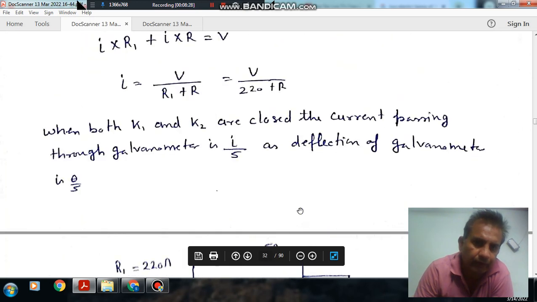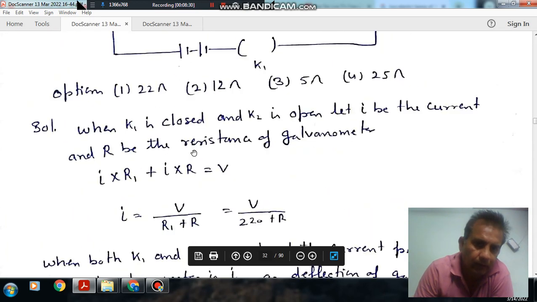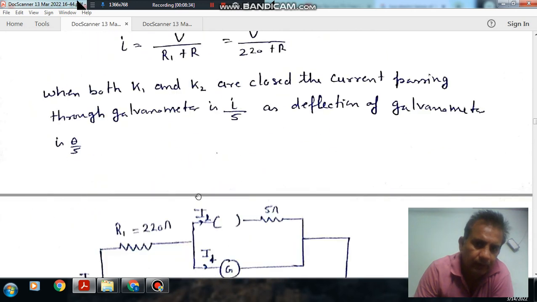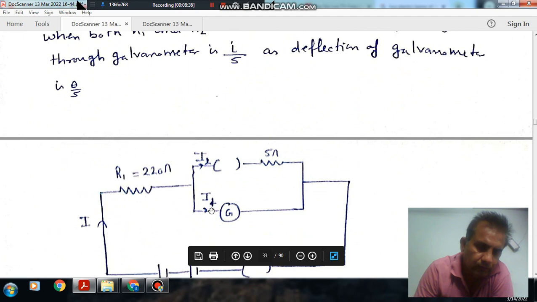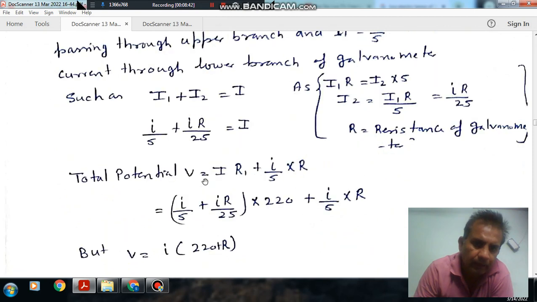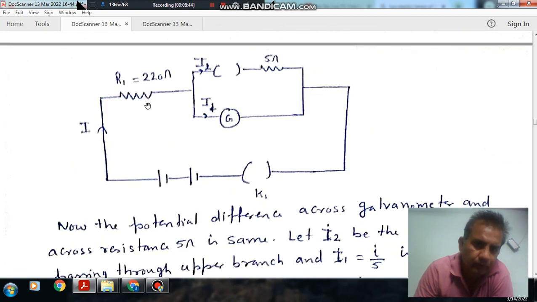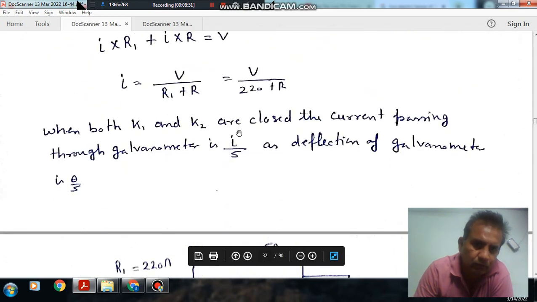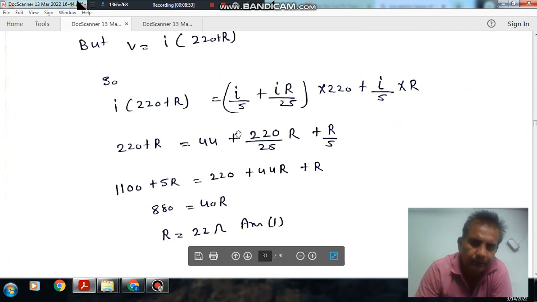Just we have to find out I when K1 is connected, and then this will be I by 5, and from the same potential drop we can find out I2. Then we find out the potential drop across 220 plus the potential drop here and here, which will be equal to the total, and the total is given by this also. So equating these two, you can get R.